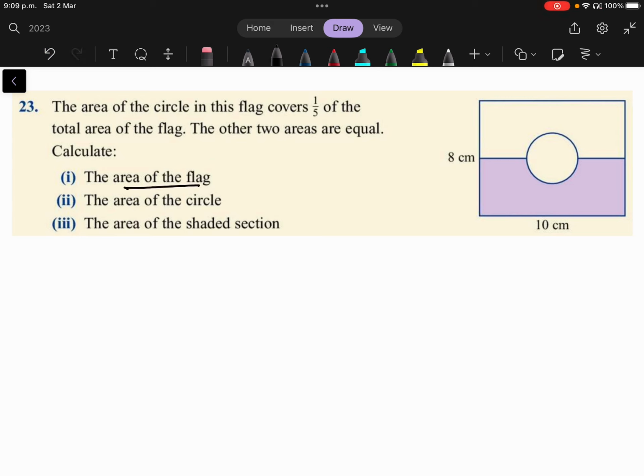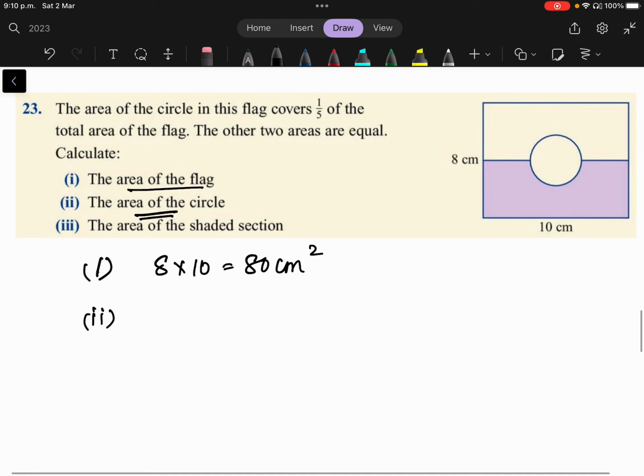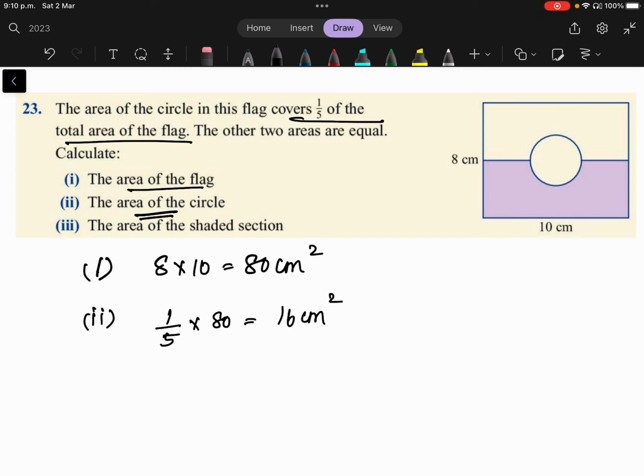Area of the flag is 8 times 10, which is equal to 80 centimeter square. Area of the circle, question number 2, it covers 1/5 of the total area of the flag. So that is 1/5 times 80, which is equal to 16 centimeter square. Now you have to find the shaded portion.